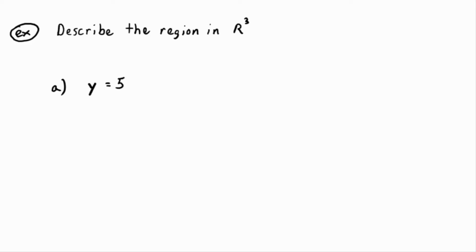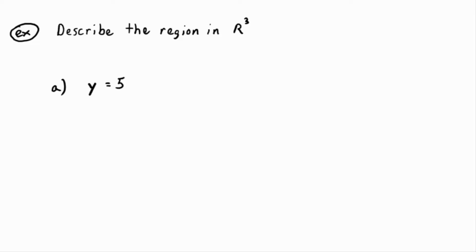So this is kind of to make sure you understand conceptually what we've been talking about. It says describe the region in R3. R3 is another name for space, right? So y equals 5. What does y equals 5 graph to be, first of all? When I say describe the region, describe the collection of points represented by y equals 5.